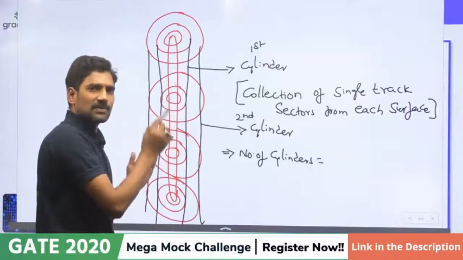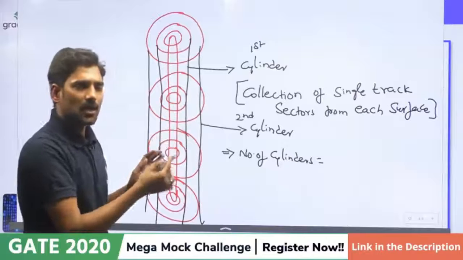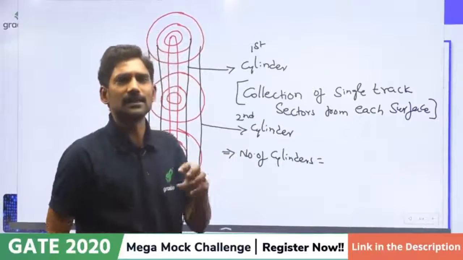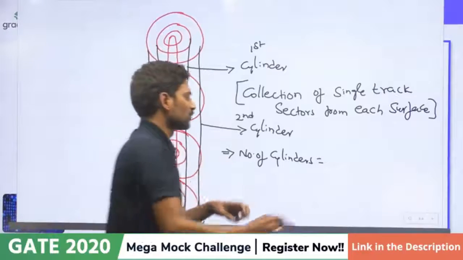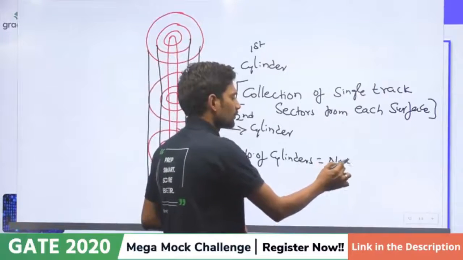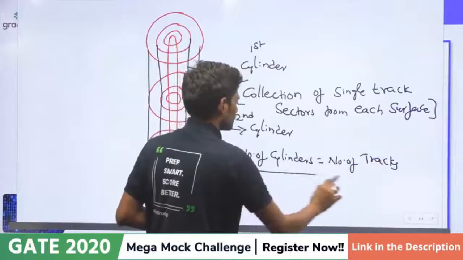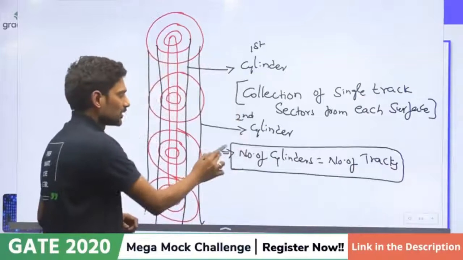All first tracks, first cylinder. All second tracks together, second cylinder. All nth tracks together, nth cylinder. So the number of cylinders is equal to what? Number of tracks. Very good. Number of tracks. This is important to remember.